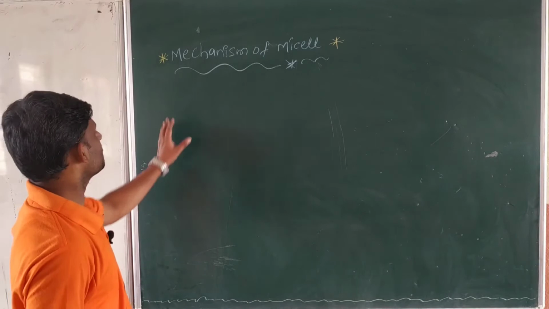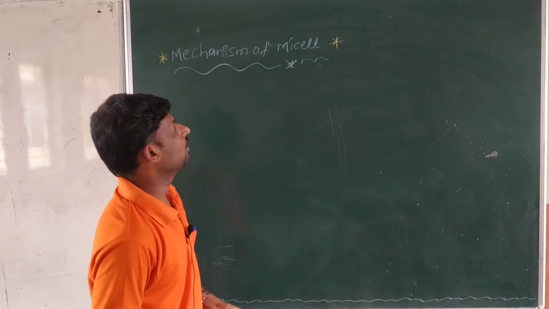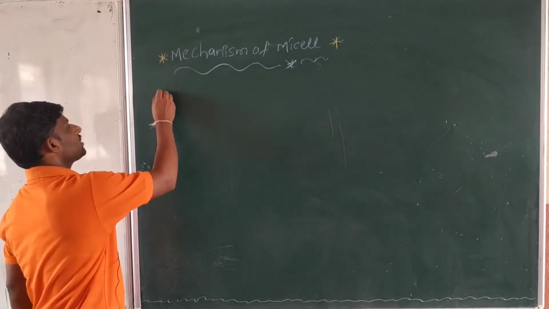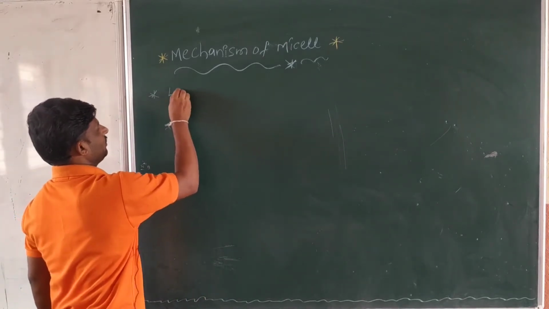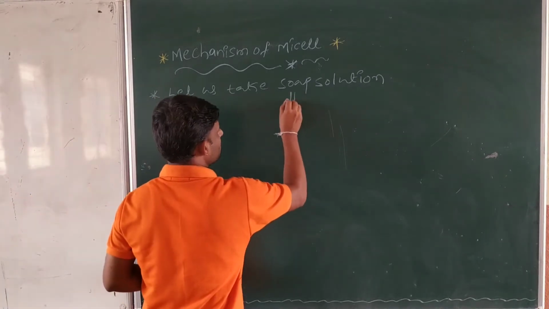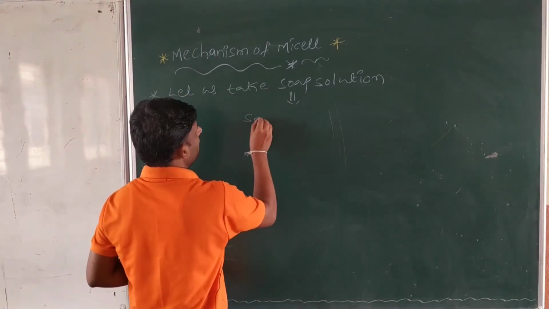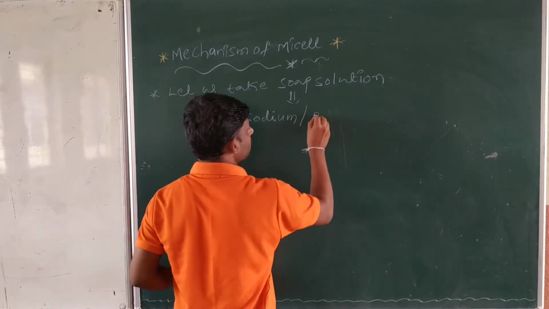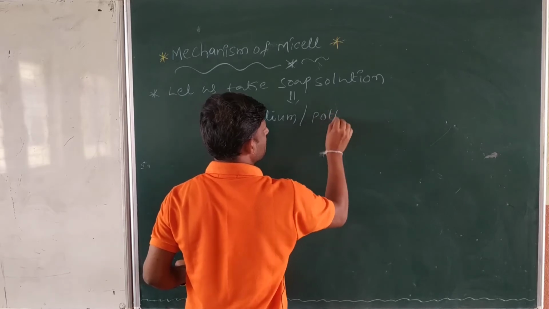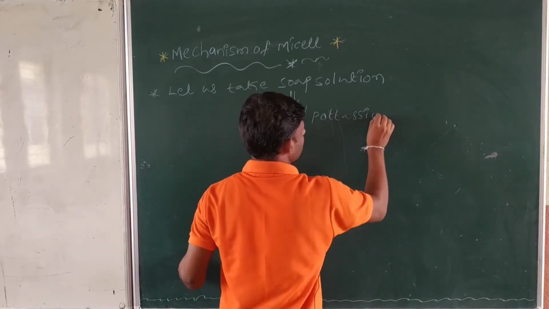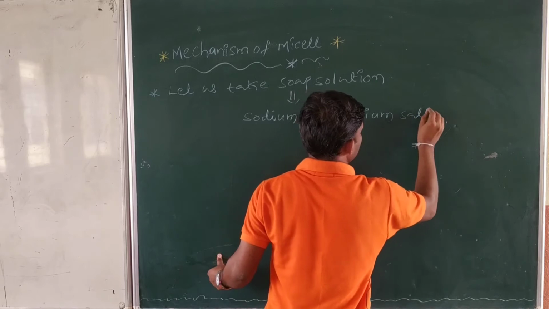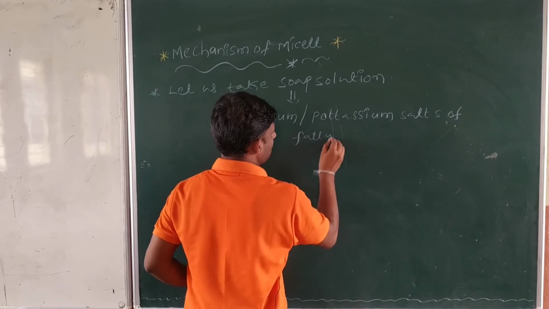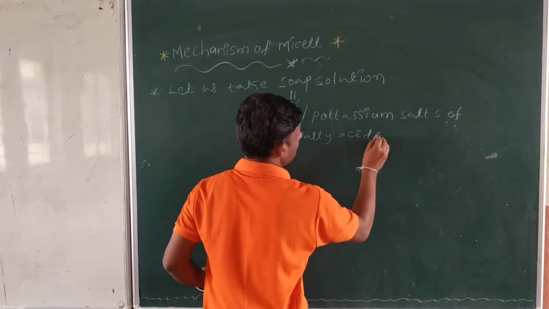Today we are going to discuss the mechanism of micelle. What is the example of micelle? In the last class I taught that. Let us take soap solution. Soap is nothing but sodium or potassium salts of fatty acids. Am I right or not? Salts of fatty acids.